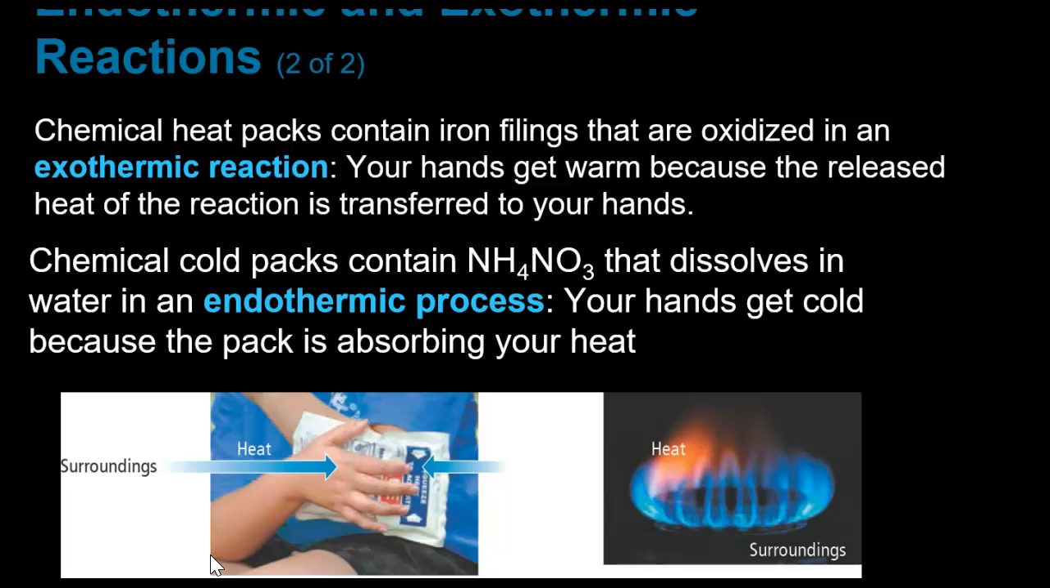Then you have cold packs, which are ammonium nitrate dissolved in water. We take ammonium nitrate, put it in some water, and when it dissolves, you have an endothermic process. Your hands are going to get cold because the system, in this case the test tube, is taking in heat from the surroundings, and you're going to feel it getting cold. Those two in particular we're going to see in the lab as an example, or at least the ammonium nitrate, and then I have a different one for the exothermic process.